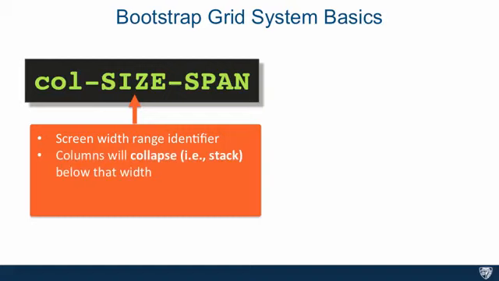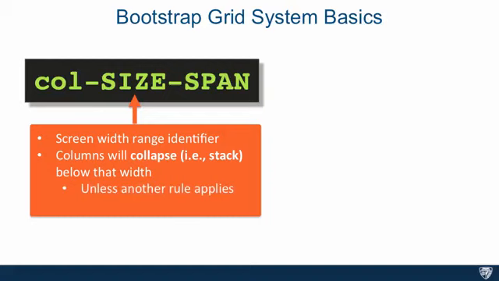So if the screen width is 1200 pixels and above, for a large size, it will honor whatever you specified in this column dash size dash span. But if the screen width is below 1200 pixels, this class will no longer apply. And basically what that means is that the columns in your row will collapse on each other, meaning they will stack one on top of the other. Which means that if you had several columns before, now you'll just have one column because everything is going to stack one upon the other. That is, unless there's another rule that applies. This is assuming there are no other rules that apply.